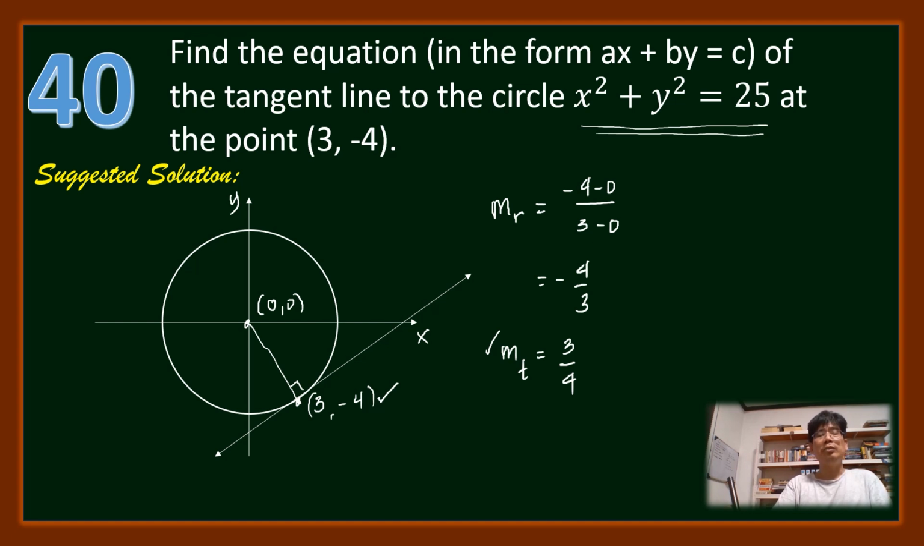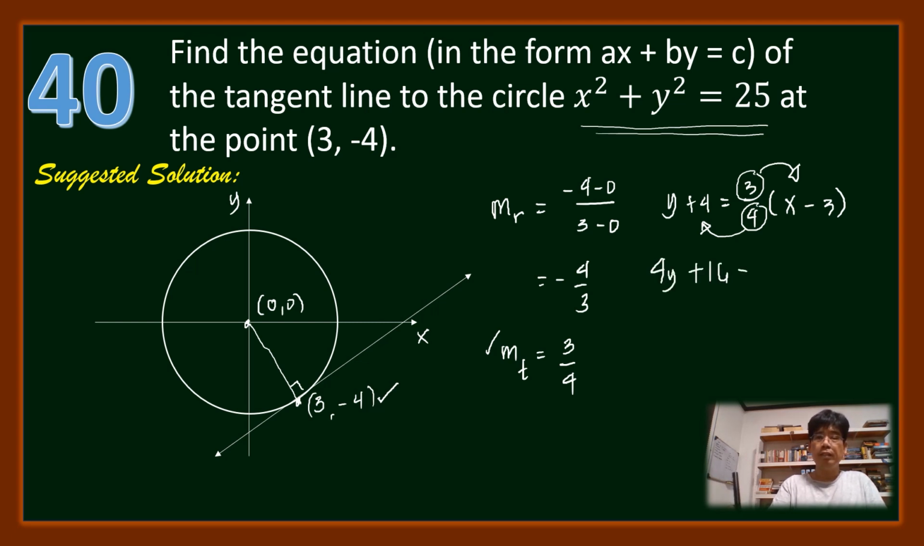Substituting these values to the point-slope form of the equation of the line, we have y minus negative 4 equals the slope times x minus 3. What I'm going to do is to multiply both sides by 4 so that y plus 4 will be multiplied by 4, and then distribute 3 to the parentheses in the right hand side of the equation. So we have 4y plus 16 equals 3x minus 9.